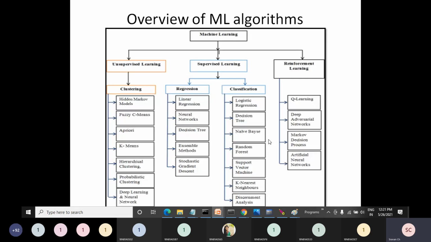So artificial neural networks are very, very important. Will you accept this point? Artificial neural networks can be applied in all three types of problems, and hence they are very, very important. Is it not?